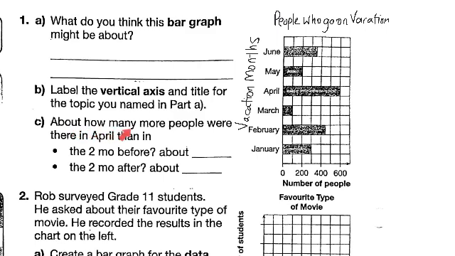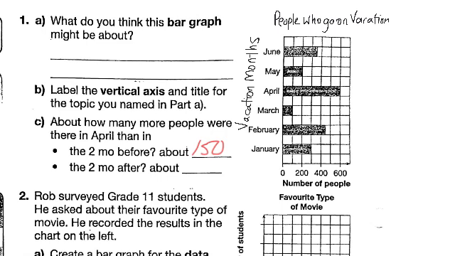It says, about how many more people were there in April than in the 2 months before? So here we got April. And we're talking about the 2 months before. So here we got February. So about how many more? We're just doing an approximation based upon what we have. So here's April. It's at the 600 mark. We've got February, and it's about at the, I guess, the 450 mark. So we can assume that if we take 600 subtract 450 would be about 150. So let's put that in there, 150.